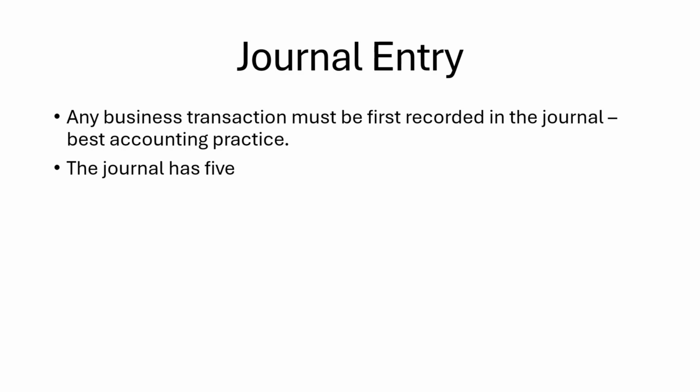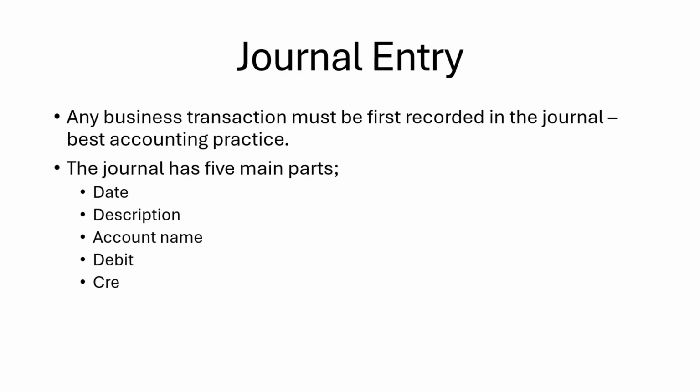Let us look at the journal entry. As we said, any business transaction must be recorded in a journal, and that's the best accounting practice that any organization must follow. Now, in a journal entry, we have five main parts. We have the date, description, the name of account, debit, and the credit columns.